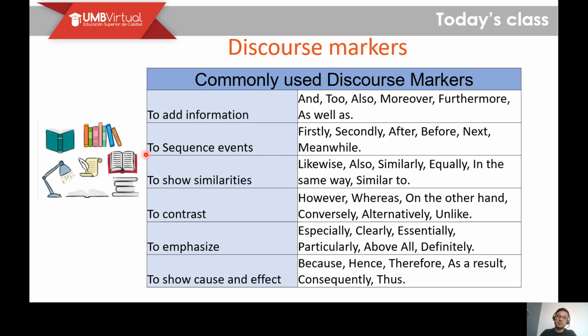We also have discourse markers to sequence events, like to give a sequence of events. The most common one is firstly. We have also secondly, after, before, next, or meanwhile. And once again, if you write one of these discourse markers in your text, you need to use a comma just after it. For example, firstly, comma. Secondly, comma. You have to be careful about your cohesion.